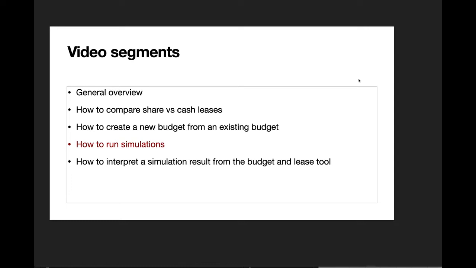Well, hello and welcome to our fourth segment about how to use the crop budget and leasing tool. In this video segment, I will be talking about how to run simulations.